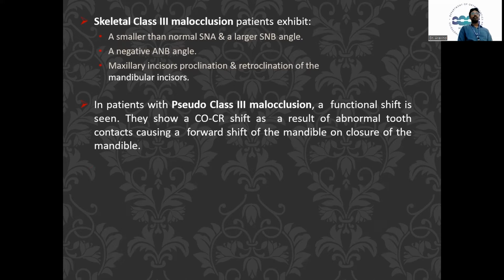Coming to pseudo class 3 malocclusion, this usually happens due to a functional shift. There will usually be a CO-CR shift, that's a centric occlusion and centric relation shift, the variation between these two, as a result of abnormal tooth contact, which ultimately leads to a forward shift of the mandible on closure of the mandible. This in turn gives an impression of a class 3 malocclusion.